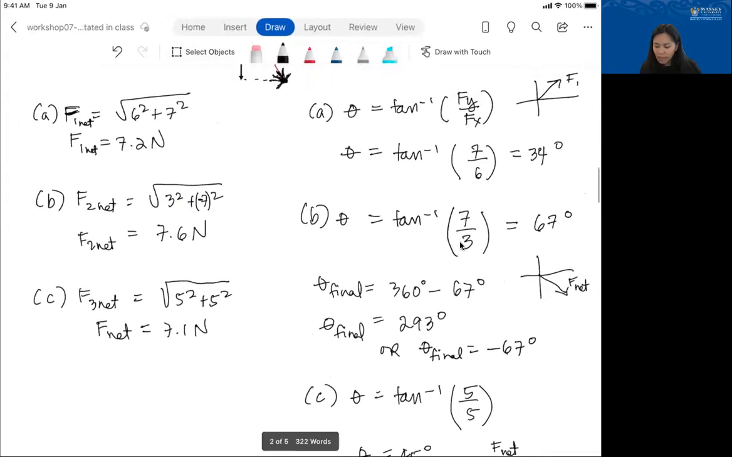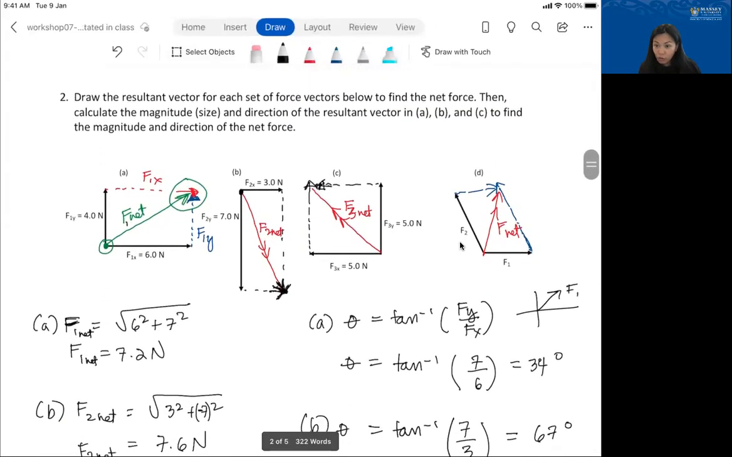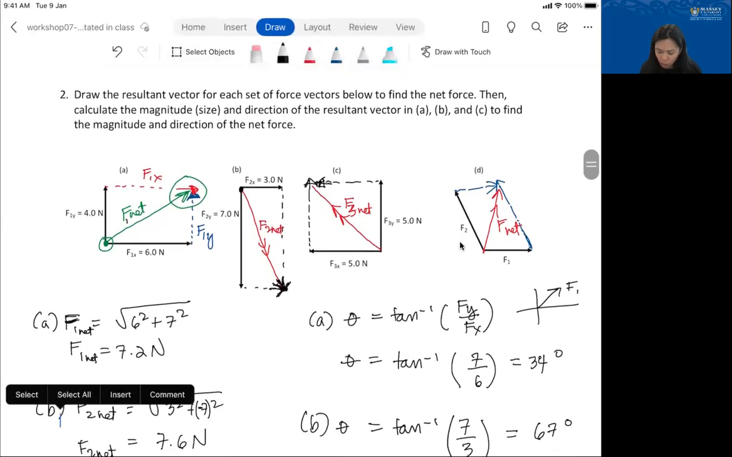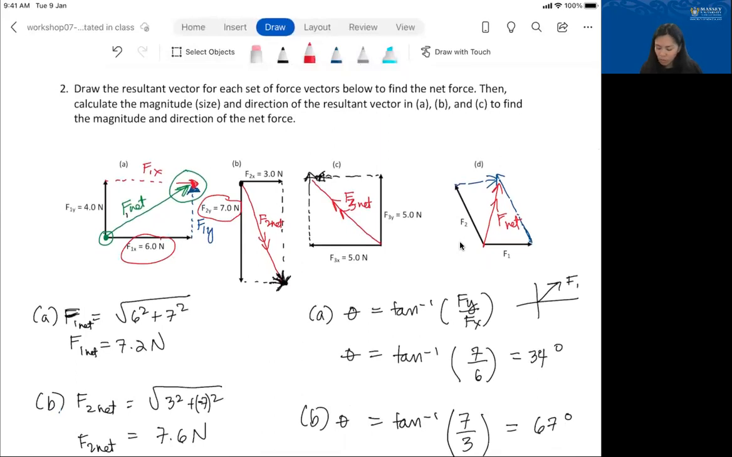So for question 1, the y component is 7 and the x component is 6, and that's why it's 7 divided by 6. It's not 4 divided by 6. Let me just check.